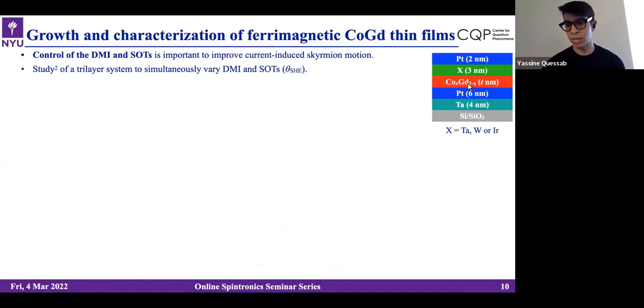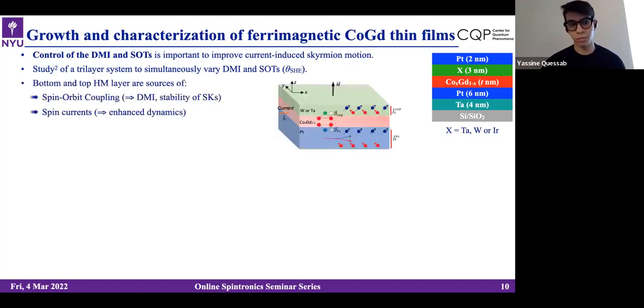So in this case, the cobalt gadolinium, the ferrimagnetic layer, is sandwiched between two heavy metals, with platinum at the bottom and another heavy metal layer at the top, and we changed the capping layer between tantalum, tungsten, or iridium. So the advantage of such a structure is that the bottom and top heavy metal layers are both sources of spin-orbit coupling, therefore of DMI, which again favors the stability of Skyrmions, and both of them are also sources of spin currents, and there is the possibility of having an enhanced dynamics.